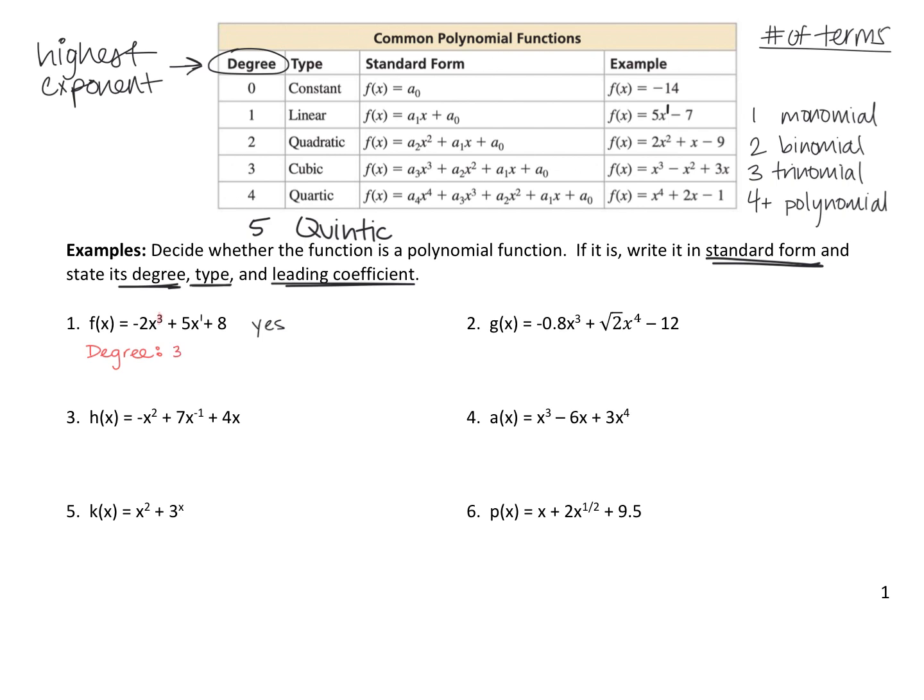And I also need my leading coefficient, so that's my line leader, which is negative 2. And now we're going to go ahead and name this. We do name it according to the degree and the number of terms. So my degree here is 3, so cubic. And it has 1, 2, 3 terms, so cubic trinomial.